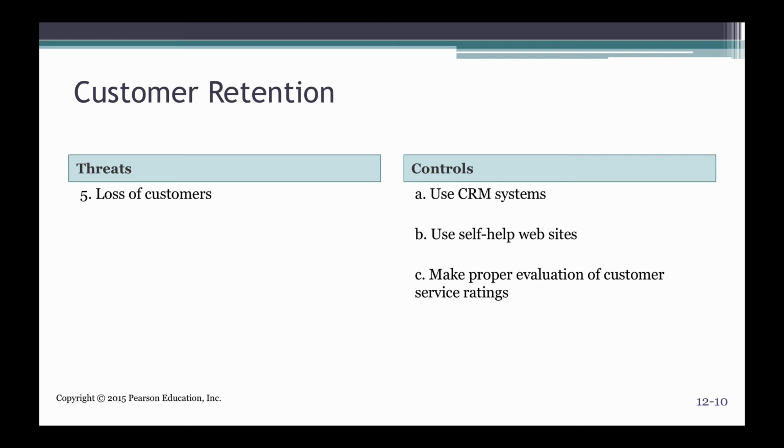There is a department or system called the Customer Relationship Management system, which is software that organizes information about customers in a manner that facilitates efficient and personalized service. This means the customer will feel appreciated whenever he has any question or problem with the order, and this will minimize the loss of the customer. So we can use CRM, which is Customer Relationship Management, use a self-help website, and make proper evaluation of customer service ratings.